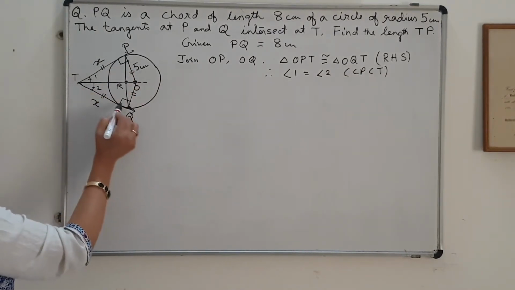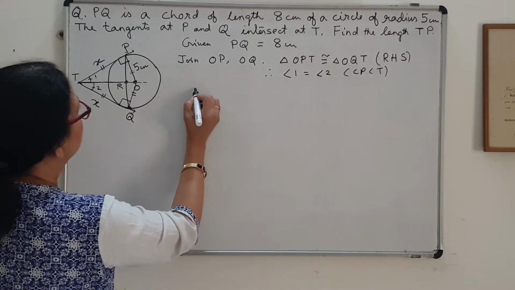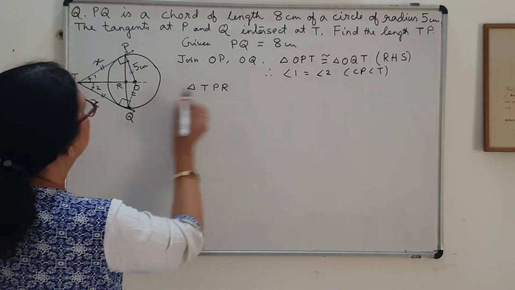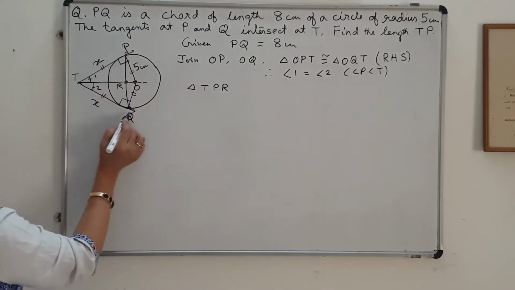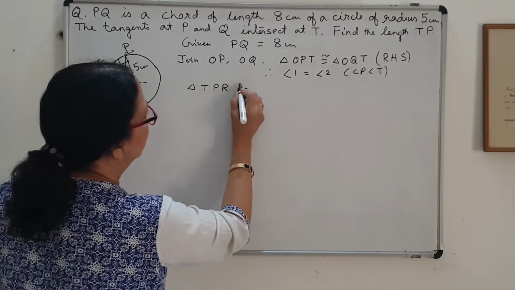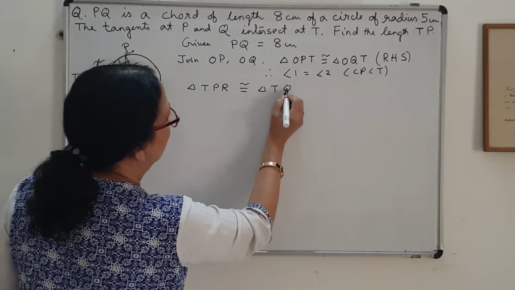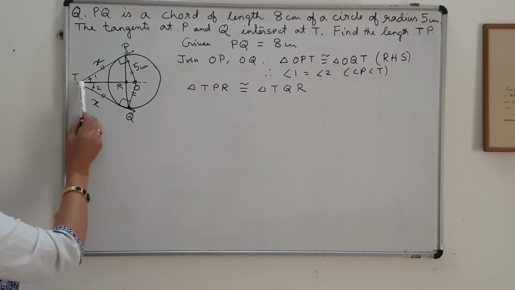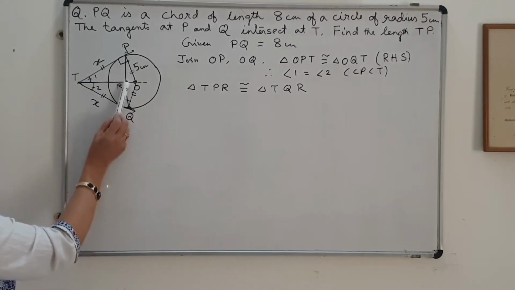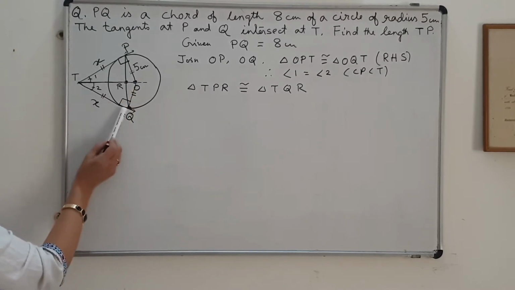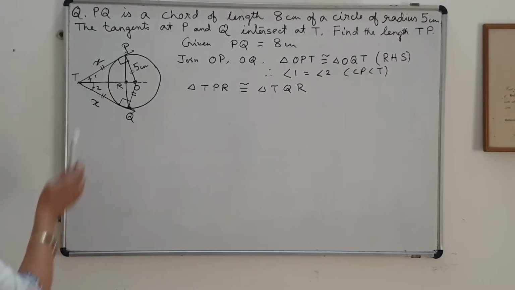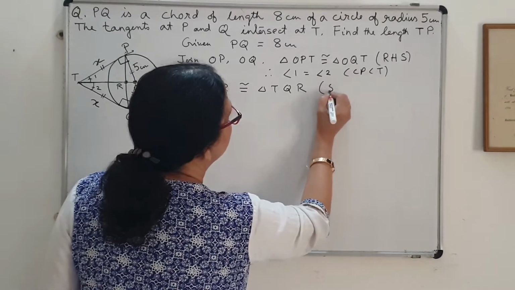TPR and TQR. Triangle TPR and TQR, they will be also congruent. How you see? If you observe, in TPR and this, TR is common and TP is equal to TQ, length of tangents, and the included angle 1 is equal to 2. So by SAS they will be equal. SAS.